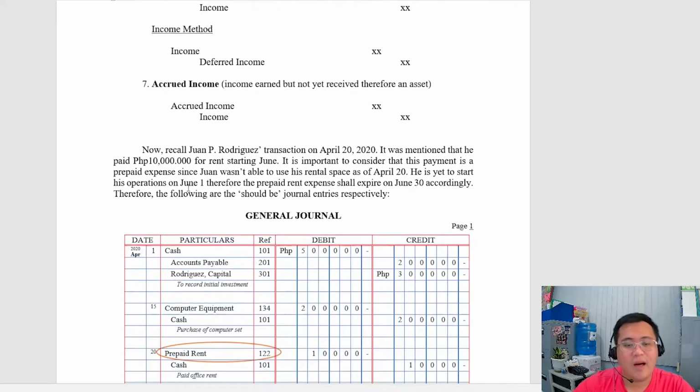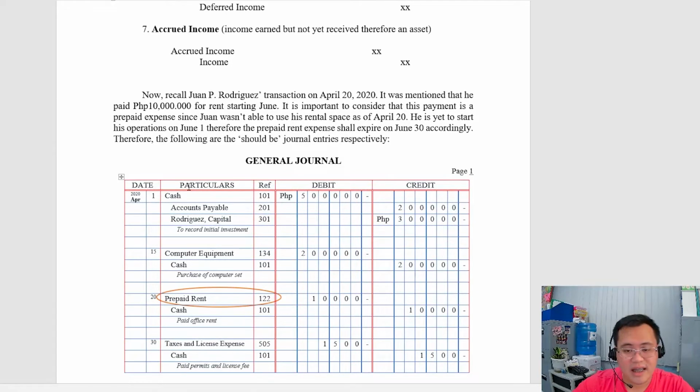Now, recall one periodical transaction on April 20, 2020. It was mentioned that he paid 10,000 pesos for rent starting June. It is important to consider that this payment is a prepaid expense since he was not able to use his rental space as of April 20. He is yet to start his operations on June 1, therefore the prepaid rent shall expire on June 30 accordingly. Therefore, the following should be the journal entries respectively.